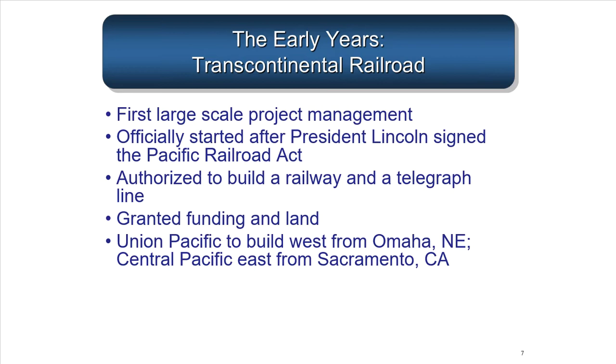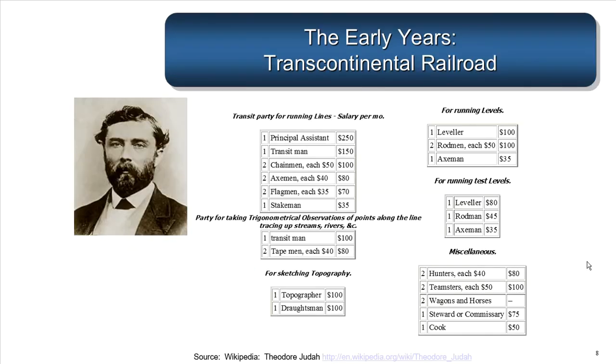In fact, there is some evidence of some of the project materials left over. For example, if we see the early years of the Transcontinental Railroad, we see salaries for the different people working on running the lines, maybe for making observations, for sketching the land, for leveling. They even had salaries for hunters, people who would collect food for the workers. So, just like a modern project, there were many people involved, which in modern project management we consider these resources, and they were paid, and this had to be tracked as part of the overall cost of this project.